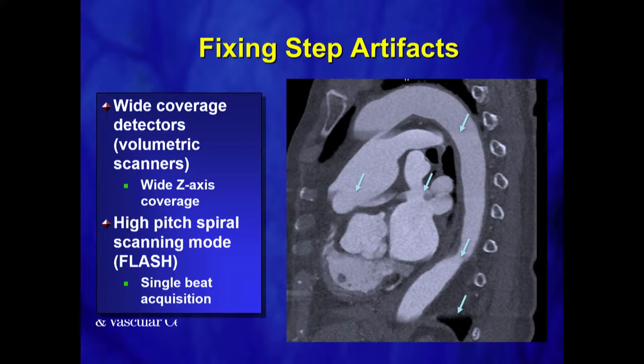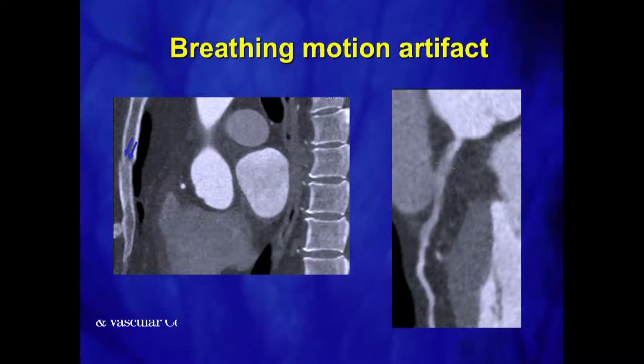And one of the solutions to resolve this is using wide coverage detectors or volumetric scanners. There are a couple of them out there that give you a wide Z-axis coverage, or using the high pitch scanner, called FLASH by Siemens. This gets you a single beat acquisition, because I no longer need to stitch the data or acquire data in multiple cycles. I can get the whole data in a single heartbeat.